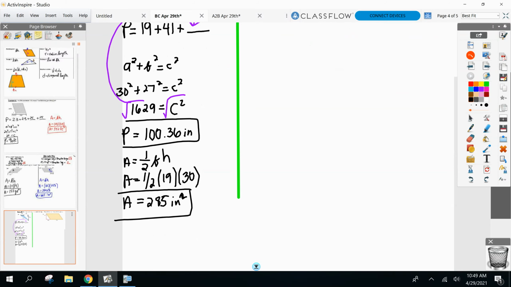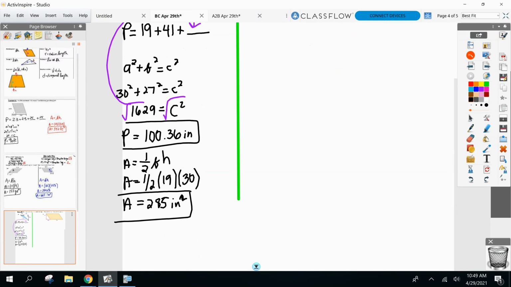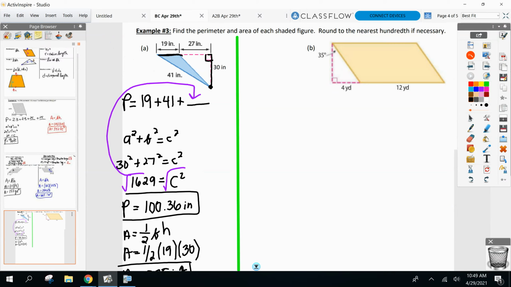We're all good? All right, let's do it. You better buckle up now. Buckle up for this one. This is a parallelogram. I'm letting you know it's a parallelogram, the shaded region. All right, that's a parallelogram. Perimeter, 12, 12, uh-oh.